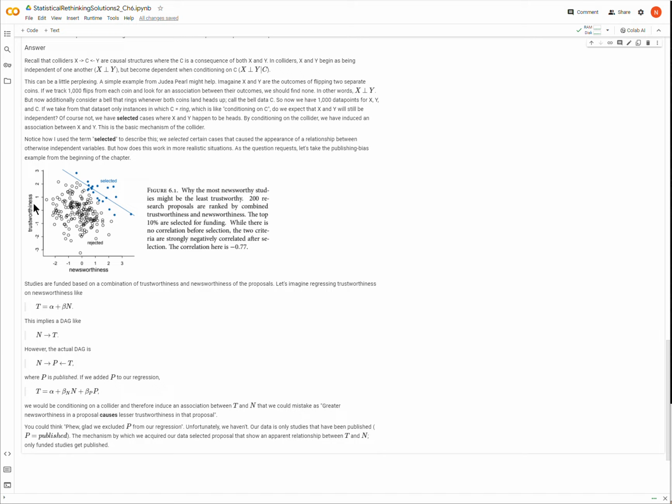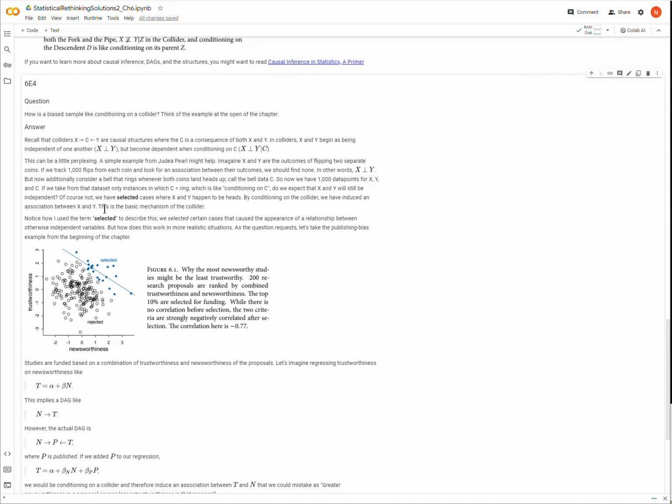And the idea here is that at least two of the criteria that determine if the researchers get funded are the trustworthiness of their proposal, as well as the newsworthiness of that proposal. Okay, and so these are two things that are affecting the selection. So we can think then of trustworthiness and newsworthiness as being something like X and Y, and whether or not they get funded as being something like C here.